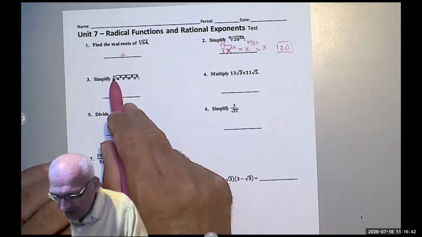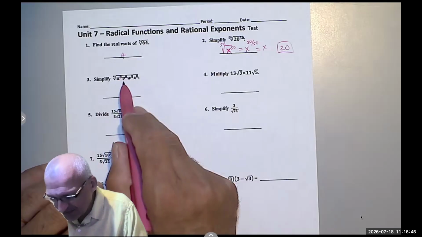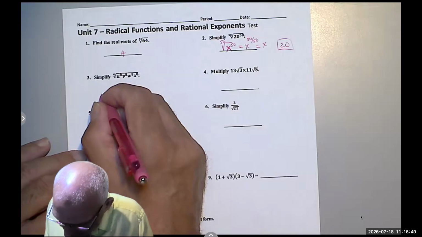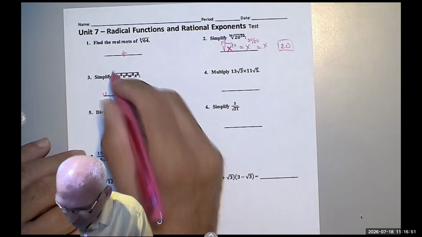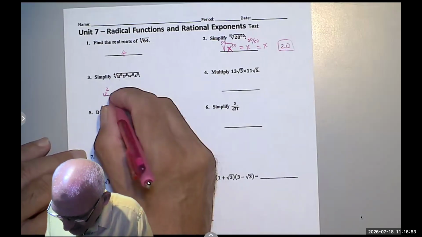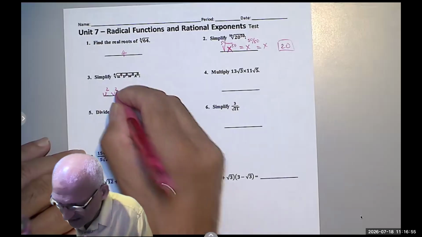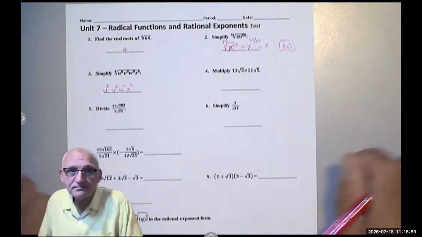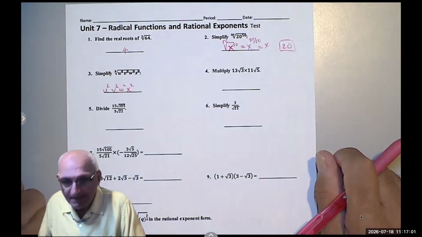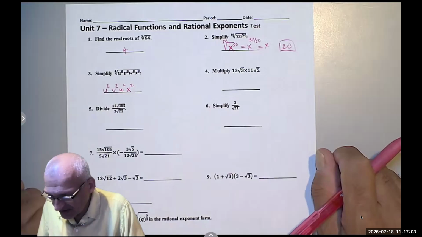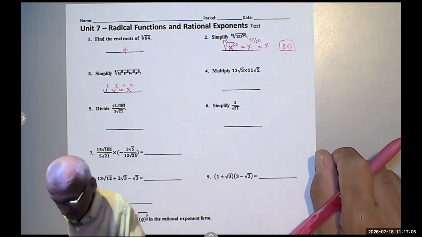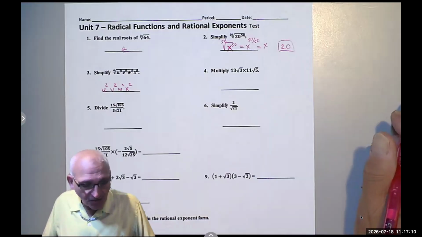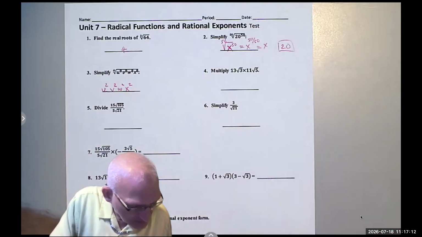The fourth root of u to the 8 times v to the 8 times w to the 8 times x to the 8. I have to separate them. So I get u to the 8 over 4, which is u squared, times v squared, w squared, x squared. Okay, so that's the simplification.